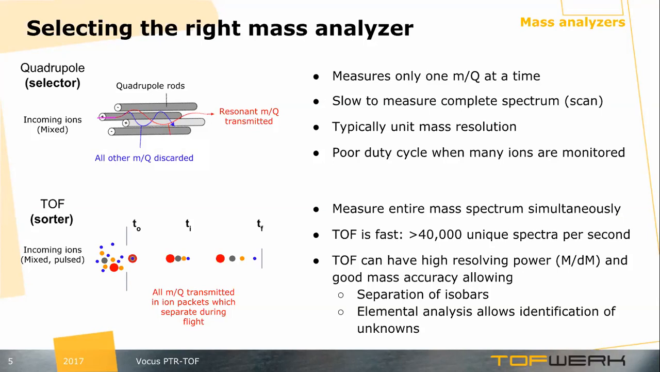But the main advantage of TOF, aside from measuring the whole mass spectrum at the same time, is that they have high enough mass resolution to assign elemental formulas to the ions that you detect. And we'll look at some examples as we go through this presentation.